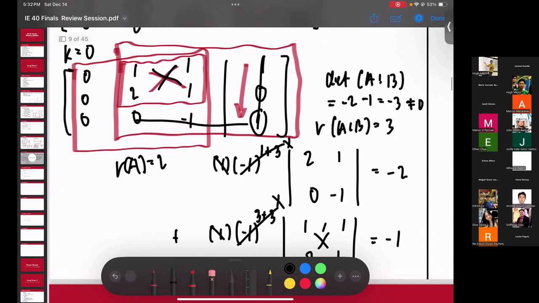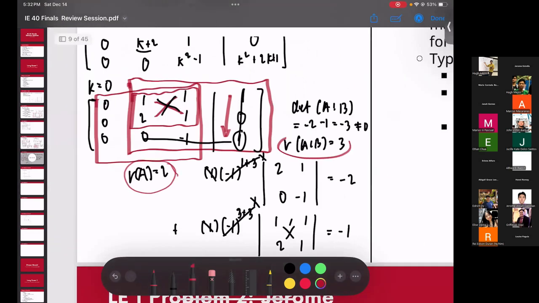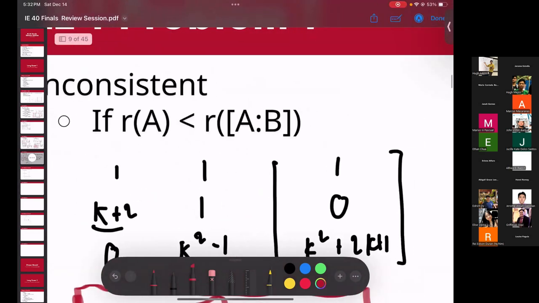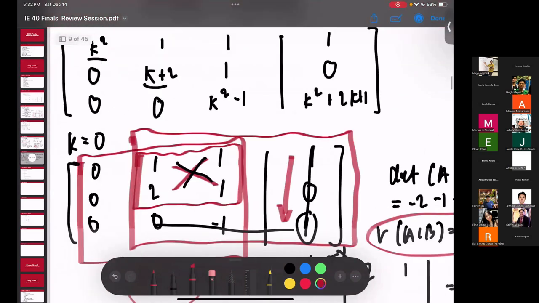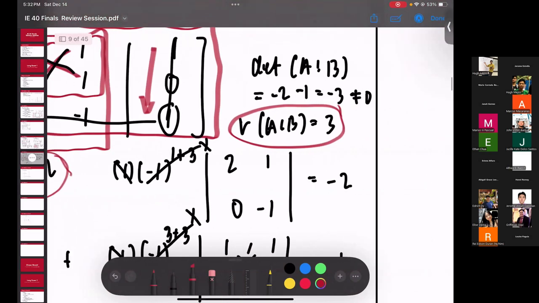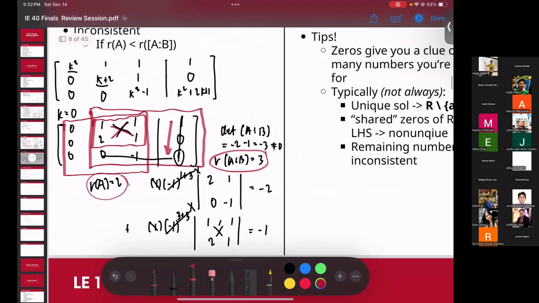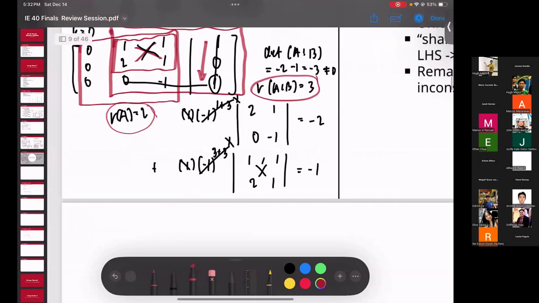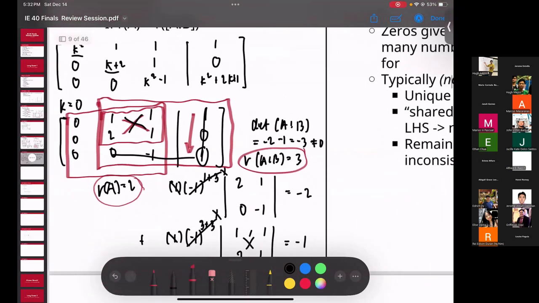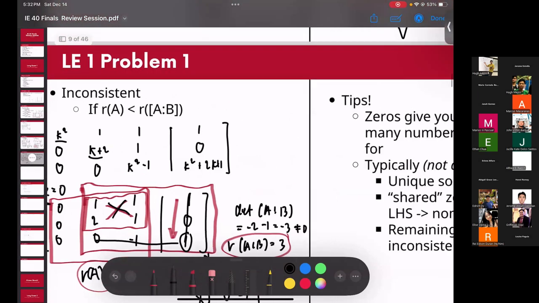So the rank of A is 2, the rank of A augmented B is 3. The rank of A is less than the rank of A augmented B. And therefore, as expected, this will yield an inconsistent solution. But I have run out of space, so let me make some space for it. Okay. Continuing, we'll try the other values.